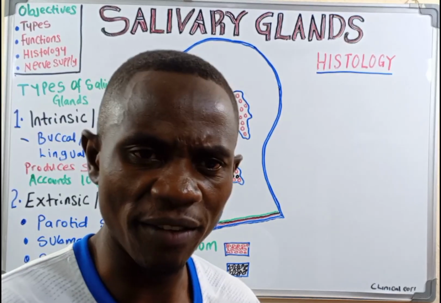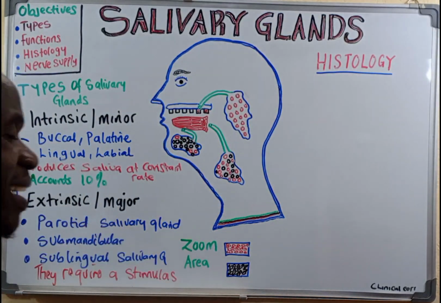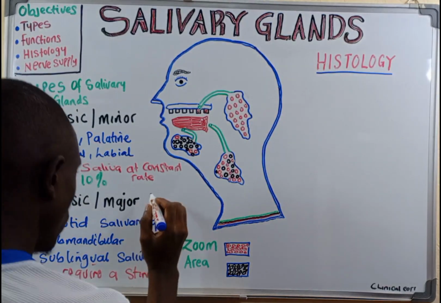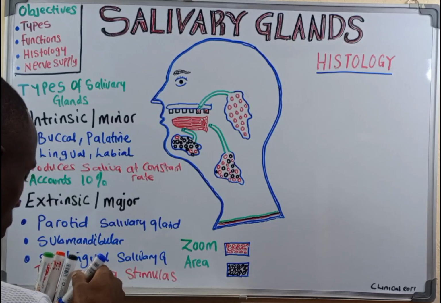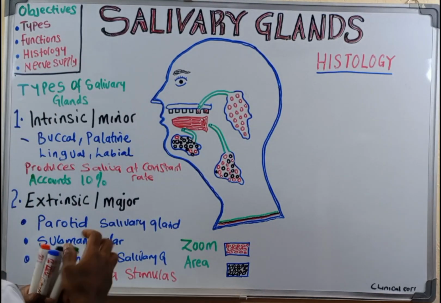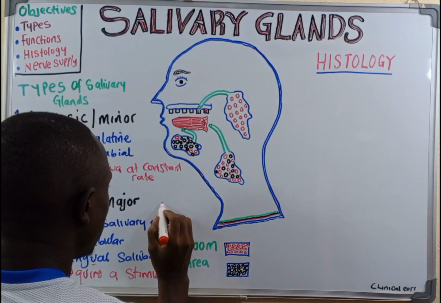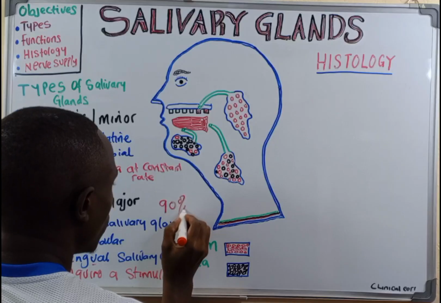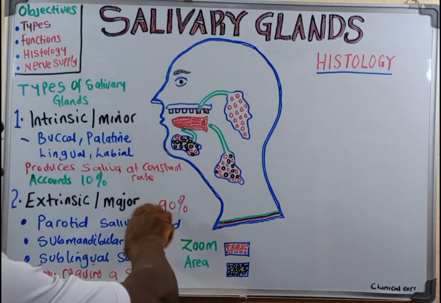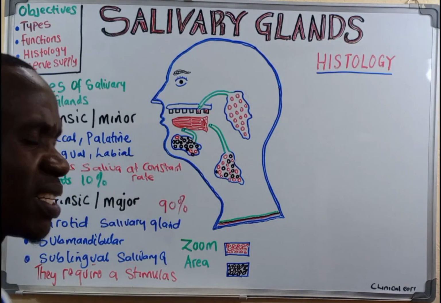The saliva in the oral cavity produced by the extrinsic salivary glands accounts for approximately 90%. So 90% of the saliva in the oral cavity is coming from the extrinsic, or what we call the major, salivary glands.